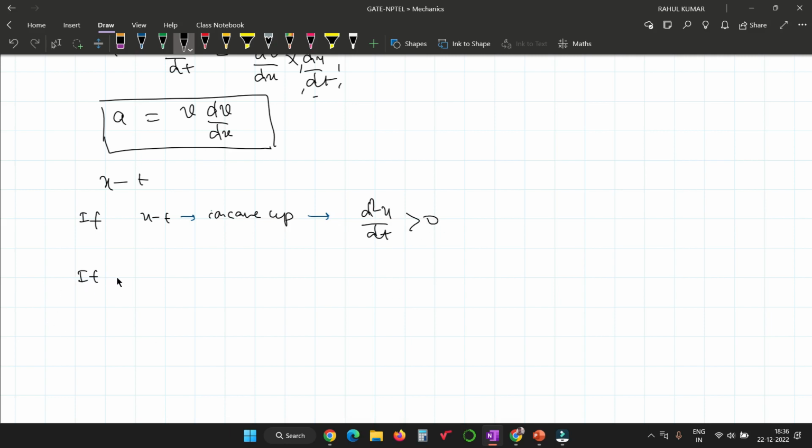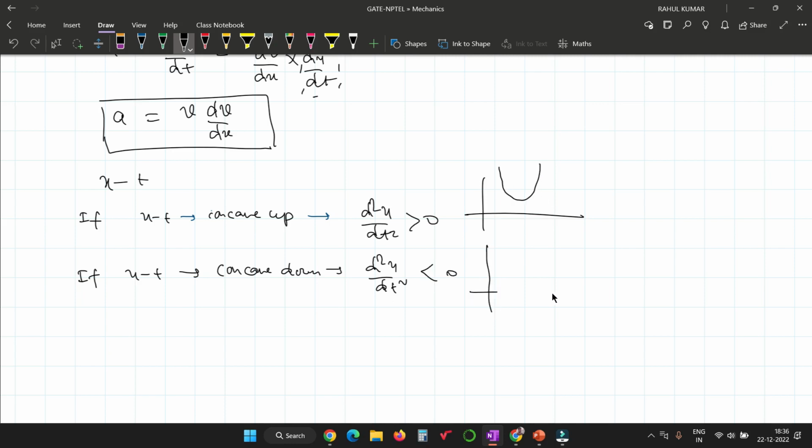If the x-t diagram is concave down, then what will happen? d2x by dt square is what? Negative. Concave up means like this, and concave down means like this. So here a is positive and here a is negative, and the plot is an x-t plot. Okay, is there any doubt?